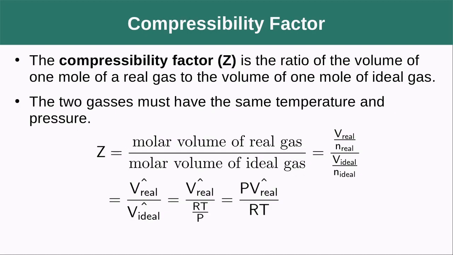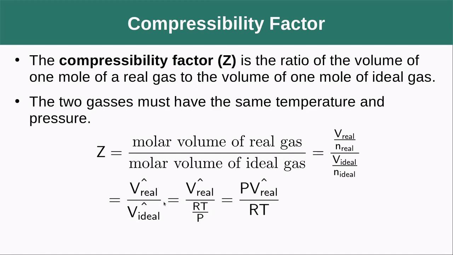Compressibility is one way that we can detect and quantify how much a gas is deviating from ideal behavior. The compressibility factor is the ratio of the volume of 1 mole of a real gas to the volume of 1 mole of ideal gas. The two gases must have the same temperature and pressure. So we get the molar volume of a real gas divided by the molar volume of an ideal gas. And molar volume means the volume divided by the number of moles. You see that you put these little carets above it when you have the molar volume.